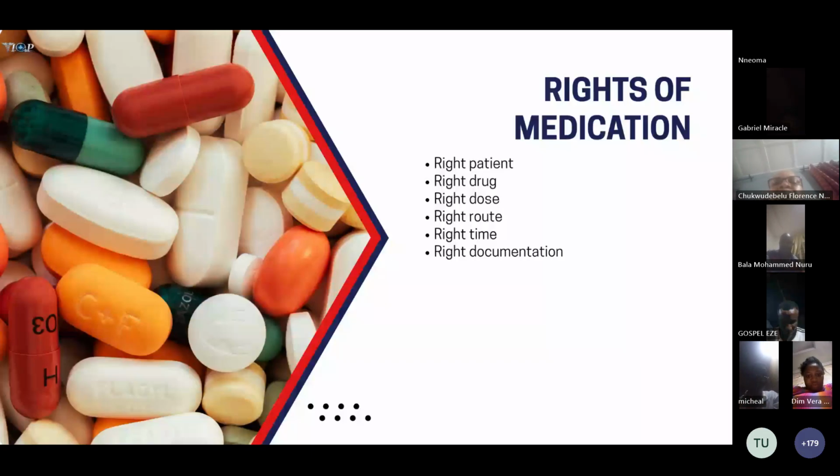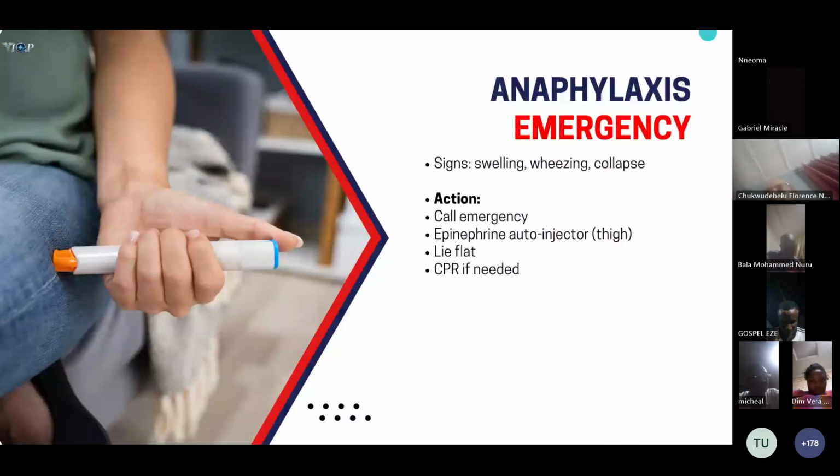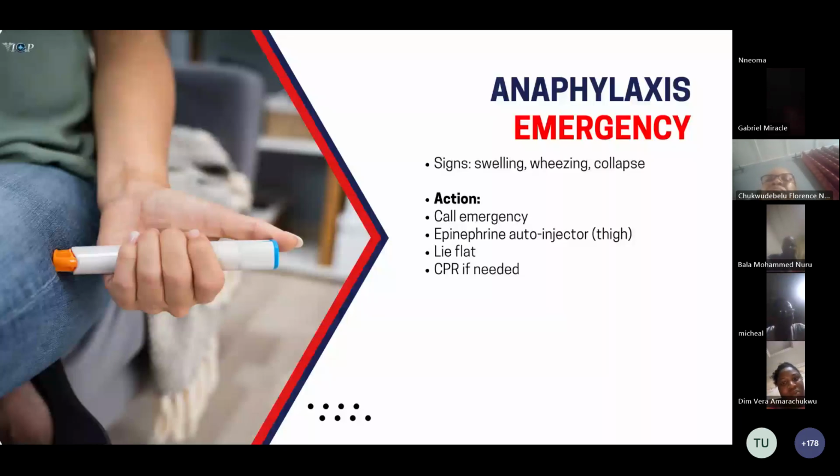Now, right route. Look at this anaphylactic emergency. Where is the person inserting the EpiPen? Please type in the comment box. Where is the person inserting the EpiPen? Very good. So the person is inserting it in the thigh. Is the person inserting it in the mouth? No, not inside the mouth.